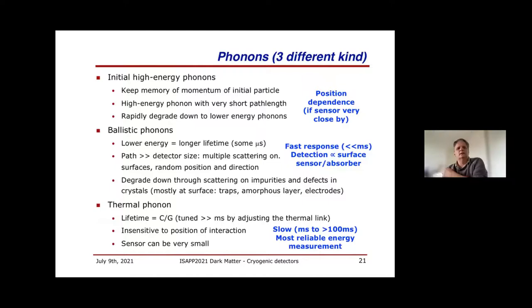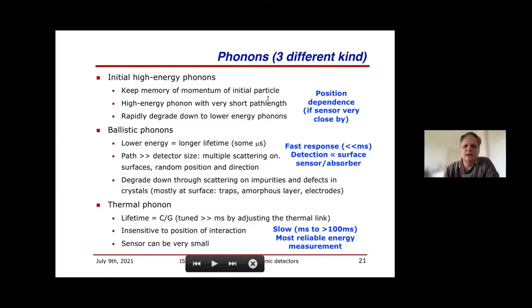This is one way to measure phonons, but we should be more precise about what we call phonons. A simple way to say it, there are three different kinds of phonons. You have phonons that you create right at the moment of the impact or very soon after, in the few nanoseconds while the charge is still being trapped. These are the earliest phonons, they keep the memory of what was the momentum of the initial particle, and therefore it would be tempting to try to measure these phonons because they have a position and they know where the initial particle comes from. The only thing is that these high energy phonons have very short path length. They travel depending on the temperature, on the material and the purity of the system, but it's barely millimeters. So therefore, you cannot use that to have a good position dependence in a big detector.